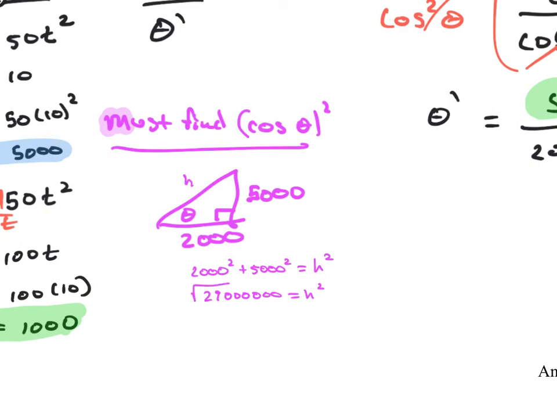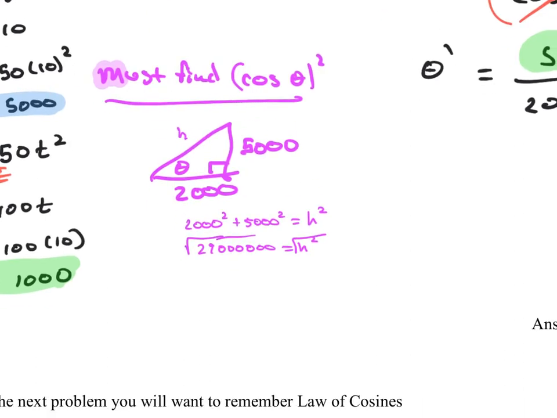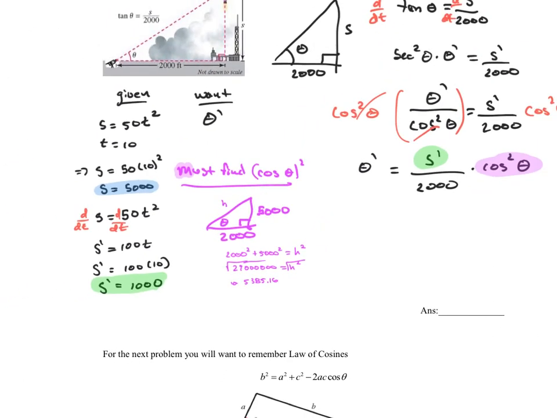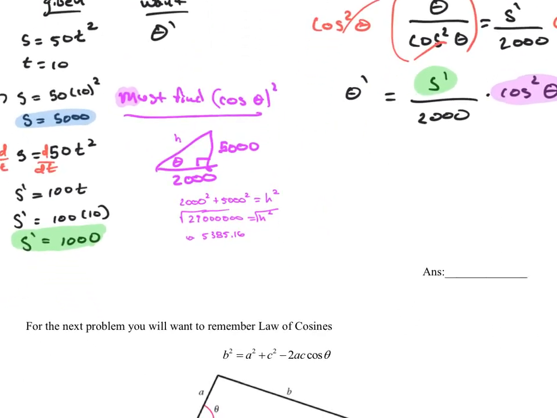So if I square root both sides, remember I only care about the positive one here, I'm going to do the square root of that answer. I'm getting approximately, now we're going to have to estimate this, approximately 5385.16, I'll just do 2 decimals. And remember, this distance is in terms of what? It's in terms of feet. So that's what h would be. So that's feet. So why do I care about that?